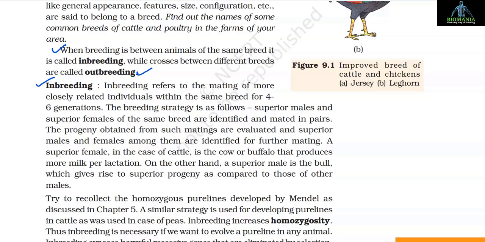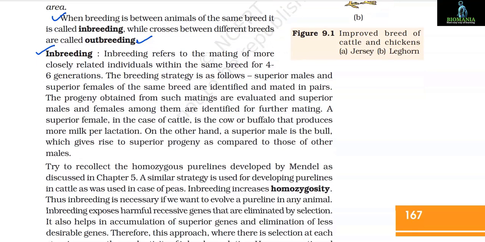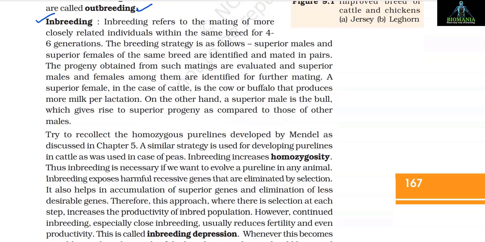Inbreeding refers to the mating of more closely related individuals within the same breed for 4 to 6 generations. The breeding strategy is as follows. Superior males and superior females of the same breed are identified and mated in pairs. The progeny obtained from such matings are evaluated and superior males and females among them are identified for further mating.